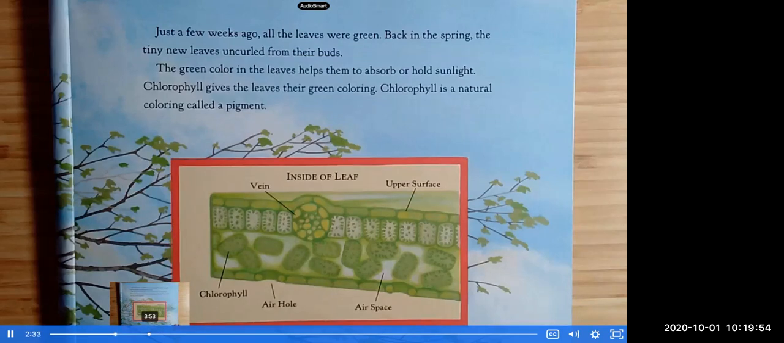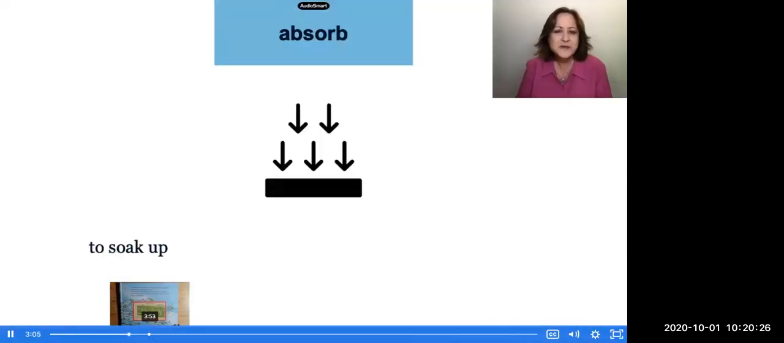Authors of informational text often define a new word right after and in the same sentence. Let's take a look again. Absorb or hold sunlight. Absorb means to hold, and the author helped us as readers by putting that simple definition right after the word. That's called a context clue. If we were to look up the word absorb in a dictionary, we could also find this definition. Absorb also means to soak up.